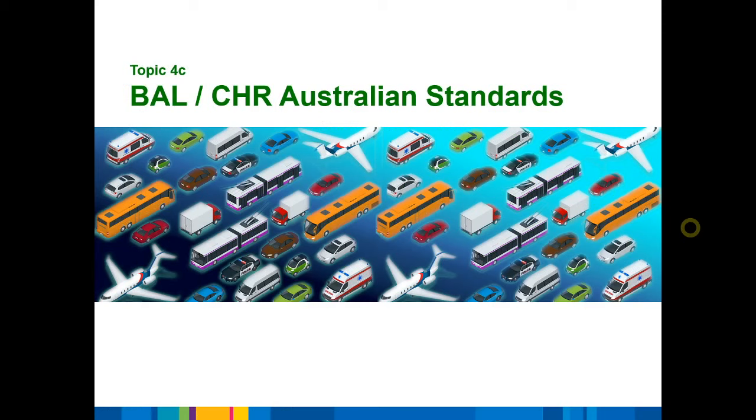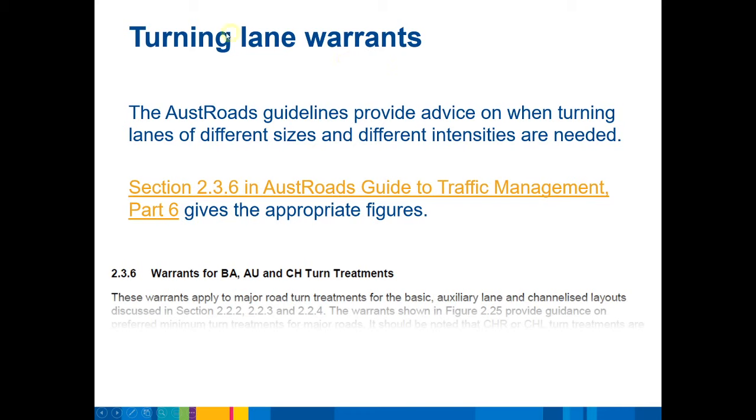Back into our discussion. The next part of our topic, talking about gaps and queuing, is talking about BAL and CHR standards. So this is basically left turn and right turn lanes and how we go about designing them. We have this concept called turning lane warrants, and this basically is a standard way of defining when turning lanes are going to be needed.